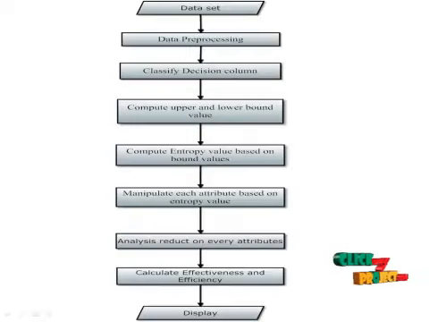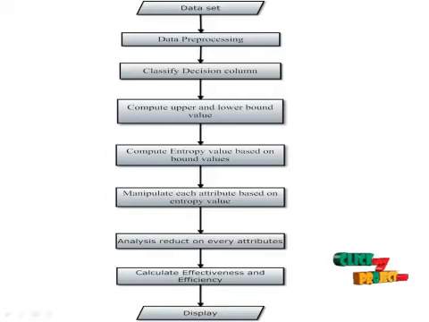Let's move on to the flow diagram. The first step is to load the dataset. The next step is pre-processing. In pre-processing, data cleaning and missing value replacement take place. After pre-processing, we need to classify the decision column. Based on the decision column, the upper and lower bound values are computed. With the lower and upper bound values, the entropy value is computed.